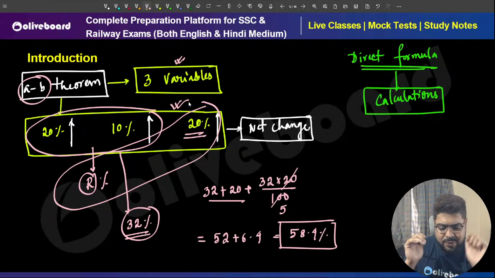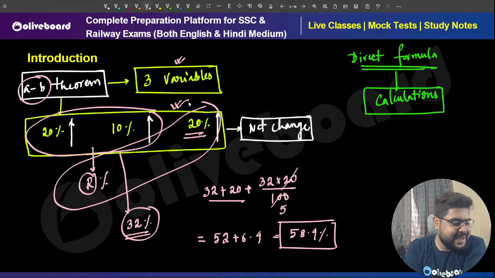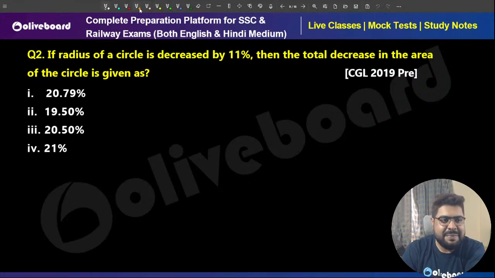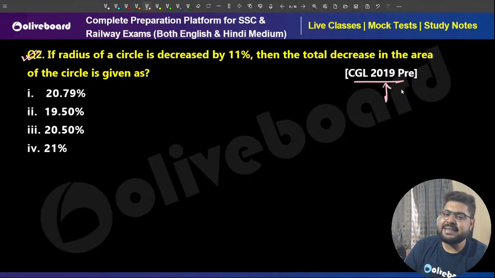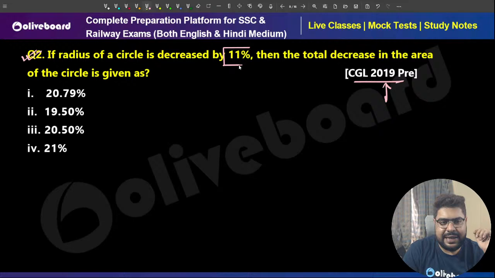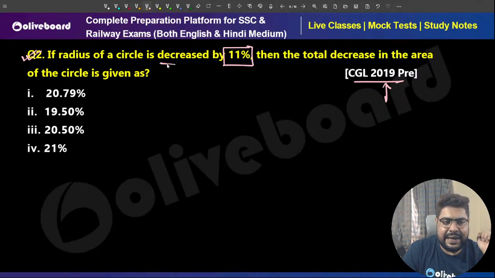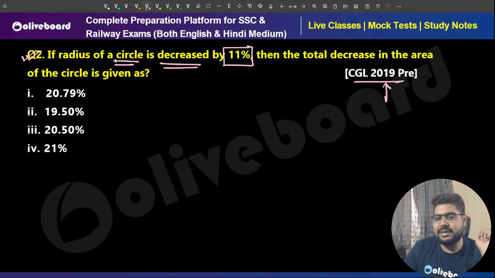Perfect. Now as Arman was saying, so let's do a little bit challenging questions. But before that, a last easy question asked in CGL 2019 pre. The value is the same, sir. It is again decreased by 11%, but sir, now the radius is decreased. You understand this concept, very, very important.